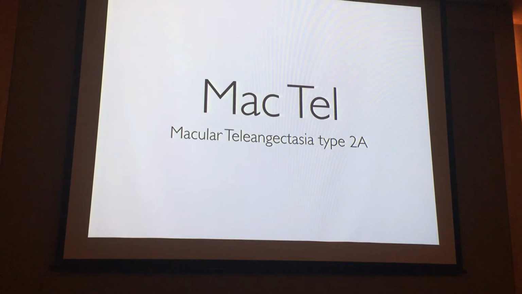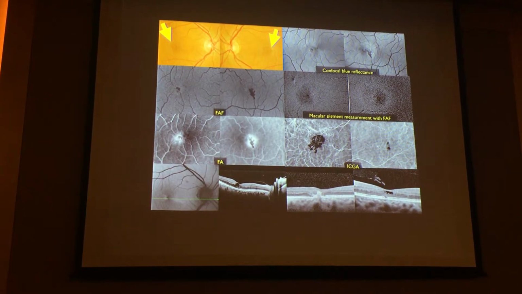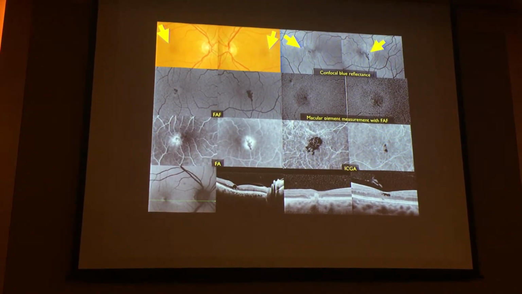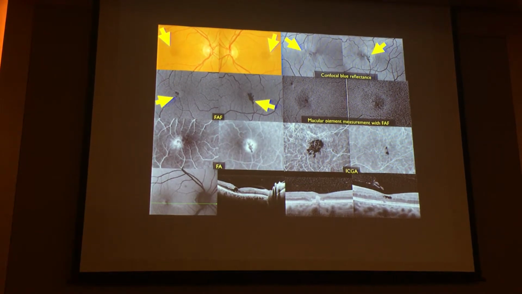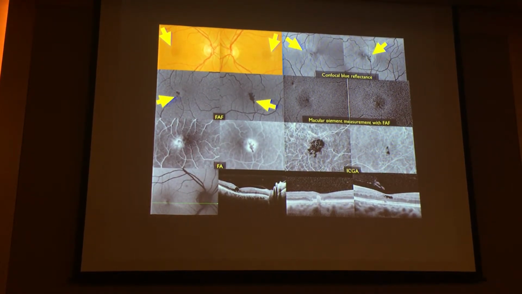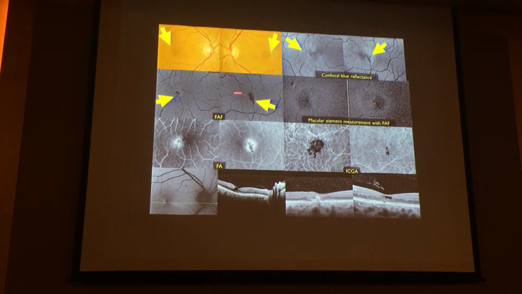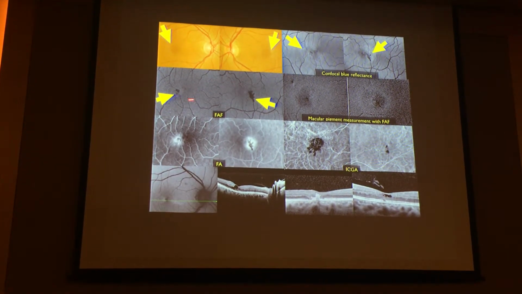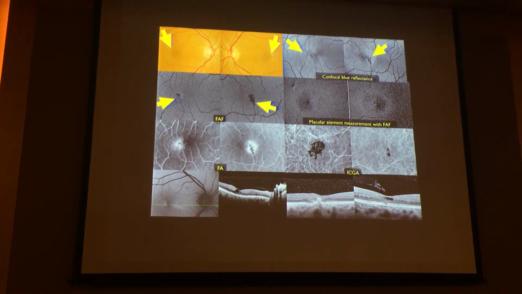What about MacTel? MacTel is usually, by definition, bilateral, on the temporal side, and if you use a confocal blue reflectance, you see that there is a highly reflective material here. If you use a blue autofluorescence, you may ask why I have to use blue. Well, to see the macular pigment. If the macular pigment does not exist, it means that there is a possibility to have a macular telangiectasia.